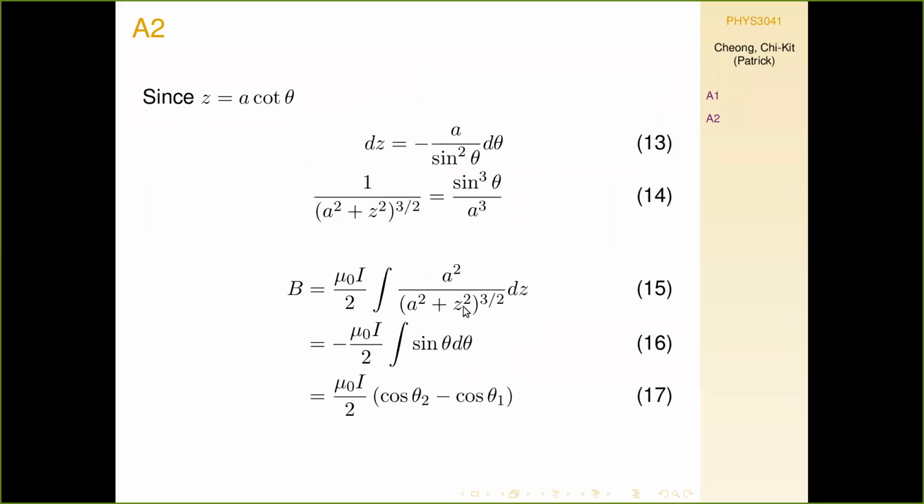And then if you substitute the angles here, you will have an extra factor of 2 here, and then you will get mu naught n I. So this is the result if you work on an infinitely long solenoid. So this is pretty much it.